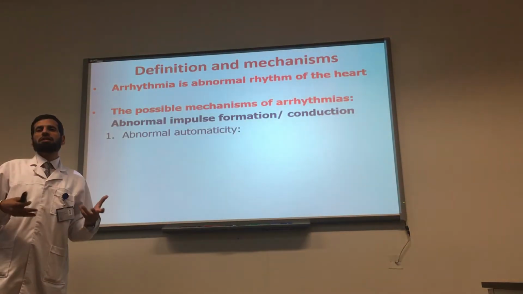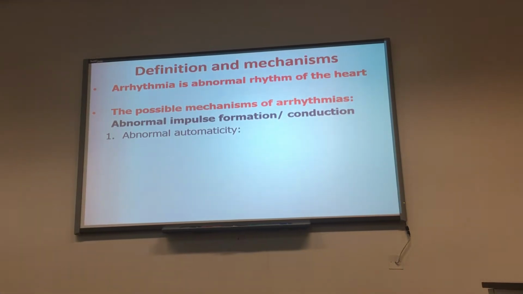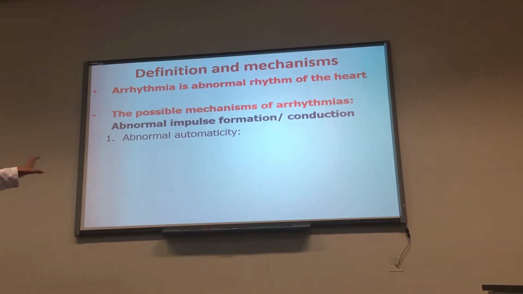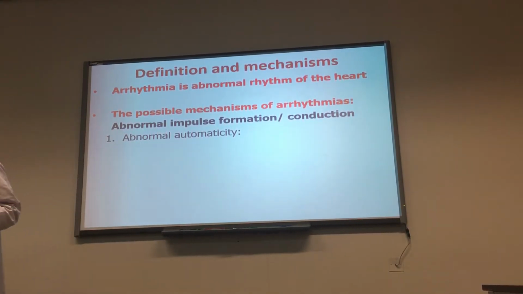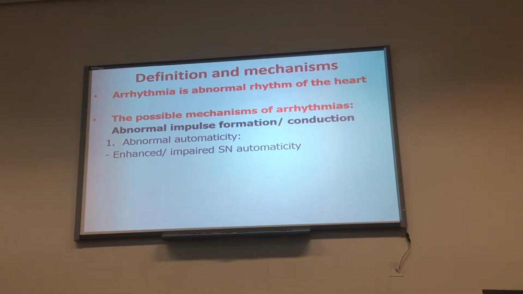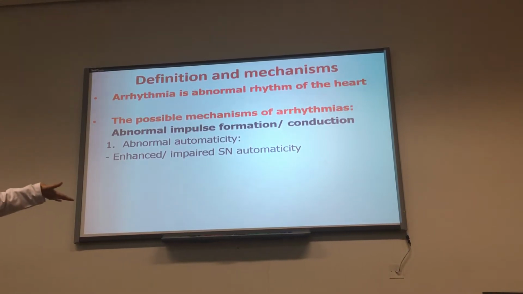So what is automaticity? What does it mean? The tissue can excite without external stimulus. So it is the ability of the cell to depolarize spontaneously without an extra stimulus. This is the main function of the sinus node. That's why it is the driving pacemaker of the heart. It has automaticity. What will happen if that automaticity is enhanced in the sinus node? We will have tachycardia. If it is suppressed, we will have sinus bradycardia.